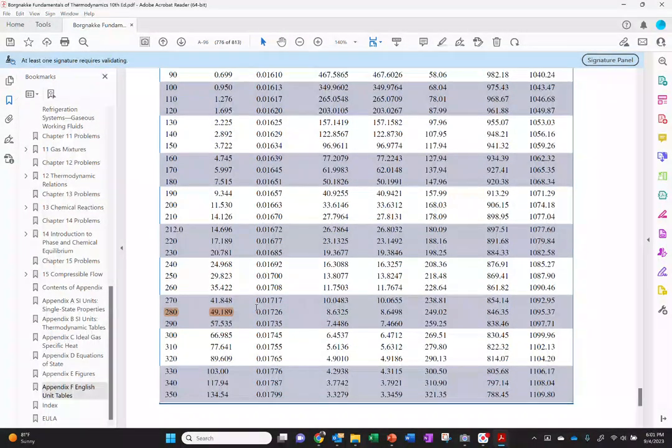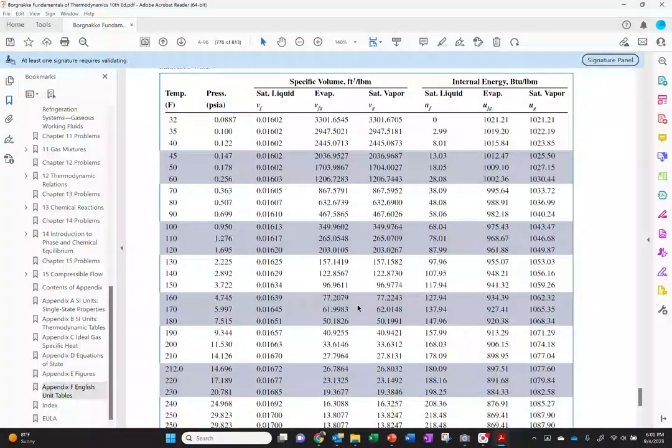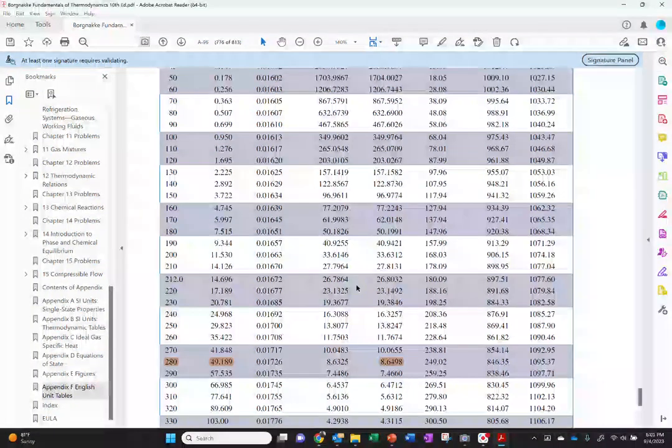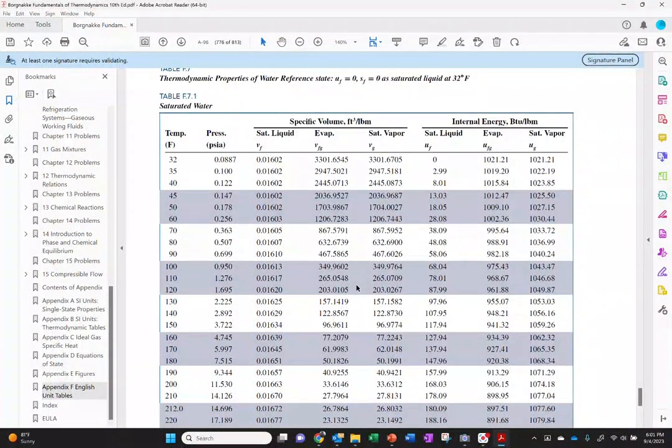And let's see, our vf. No, we don't need vf. We have a gas, so it's probably going to be this one. Let me double check it. Let's scroll up to the top. Yeah, vg is equal to 8.6498, and these are cubic feet per pound mass, right? Cubic feet per pound mass.